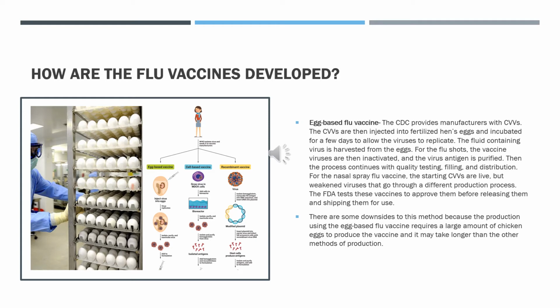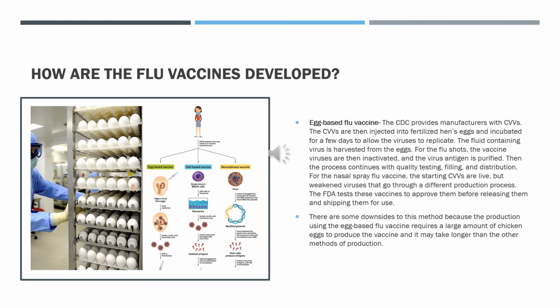This egg-based production process starts with the CDC or another laboratory in the WHO Global Influenza Surveillance and Response System, providing private sector manufacturers with candidate vaccine viruses, or CVVs, grown in eggs per current FDA regulatory requirements. The CVVs are then injected into fertilized hen's eggs and incubated for a few days to allow the viruses to replicate. The flu-containing virus is harvested from eggs. For the flu shots, the vaccine viruses are then inactivated and the virus antigen is purified. Then the process continues with quality testing, filling, and distribution.